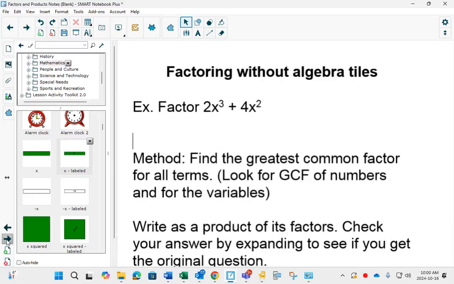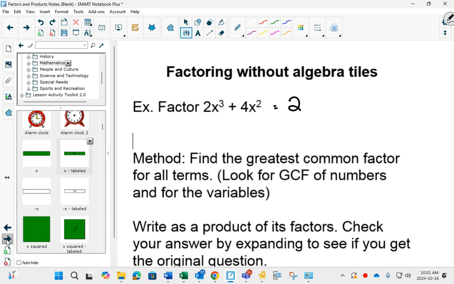So factoring without algebra tiles. You look at all the terms and you see if they have anything in common. So first you look at your numbers. Is there something that divides both 2 and 4? Yes. What's the biggest number that divides both 2 and 4? 2. So you pull out a 2.